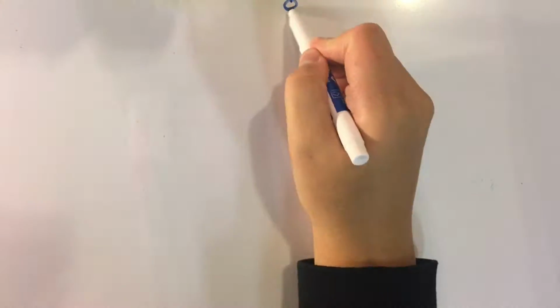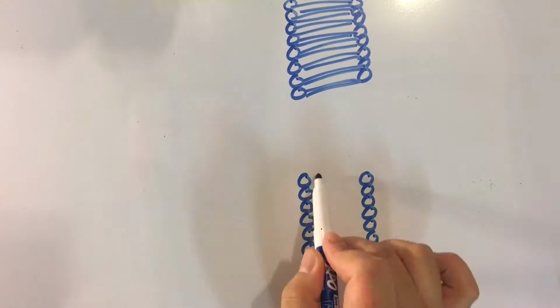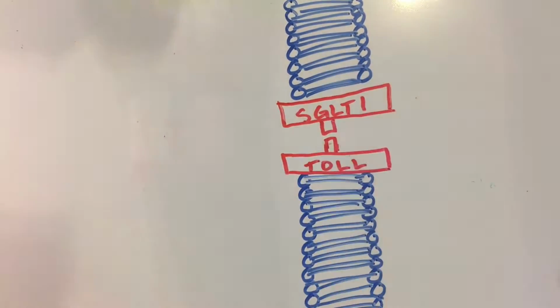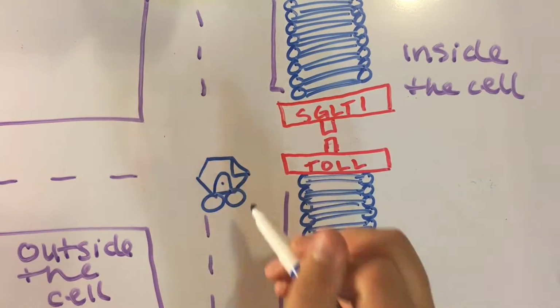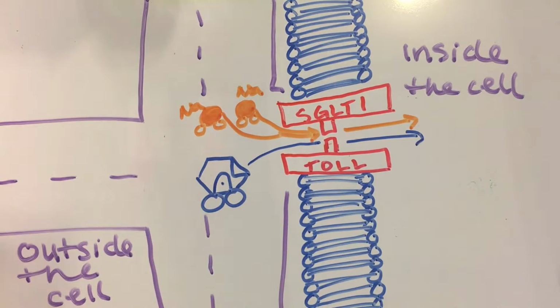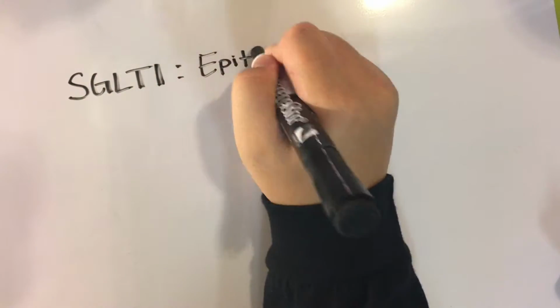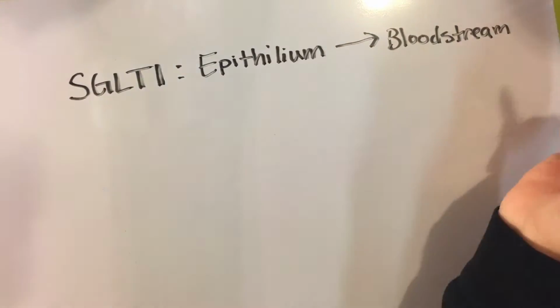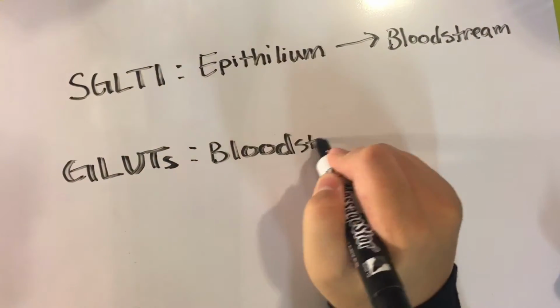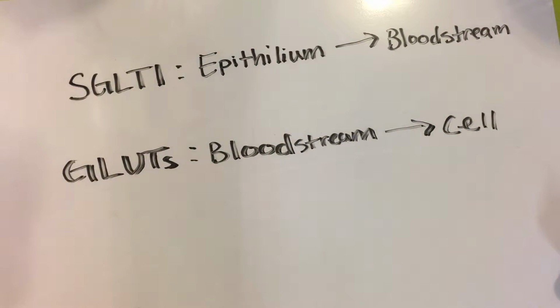So, using our analogy here, you can think of the SGLT1 transportation as having a glucose truck and 2 sodium cars helping each other into the tunnel to go into the cell. Now that we've covered the beginning of glucose transportation into our bloodstream, let's move on to the movement of glucose from our bloodstream into our cells.